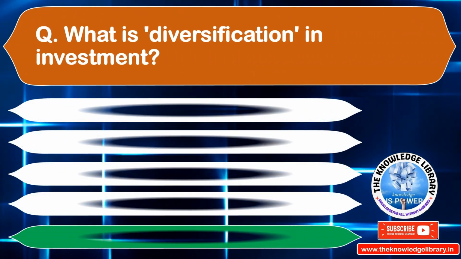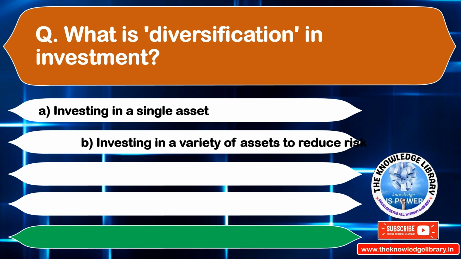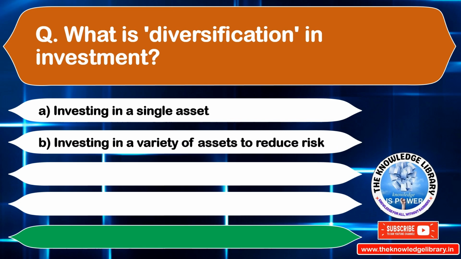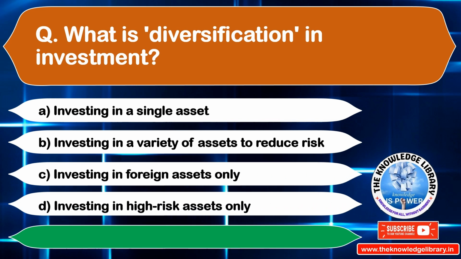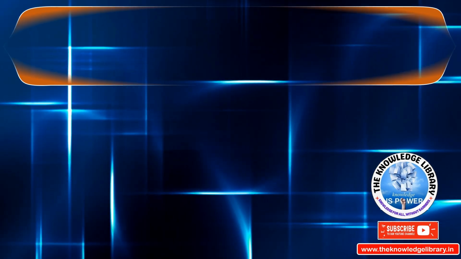What is diversification in investment? Option A, investing in a single asset. Option B, investing in a variety of assets to reduce risk. Option C, investing in foreign assets only. Option D, investing in high risk assets only. The correct answer is option B, investing in a variety of assets to reduce risk. Move to the next question.